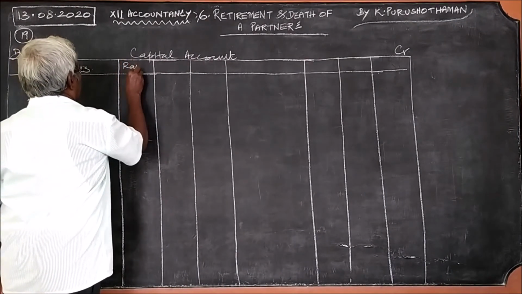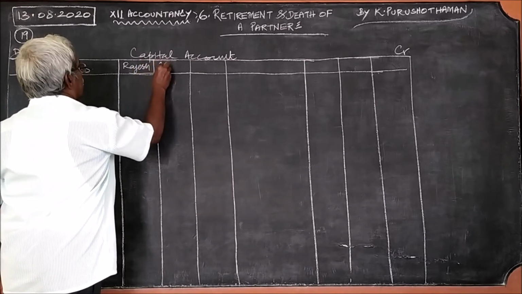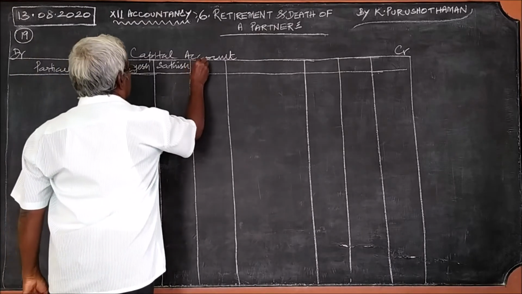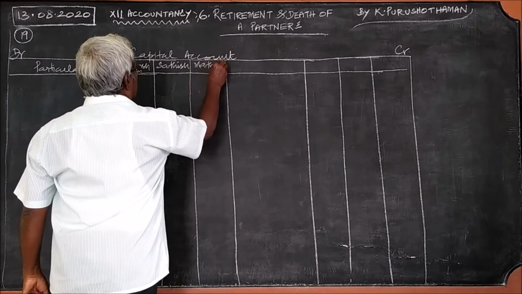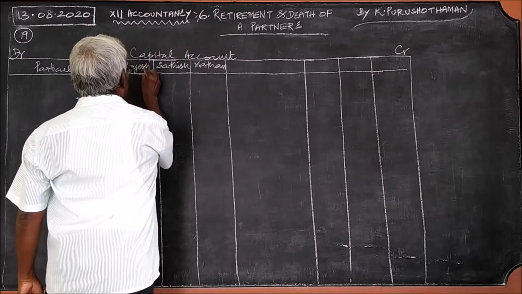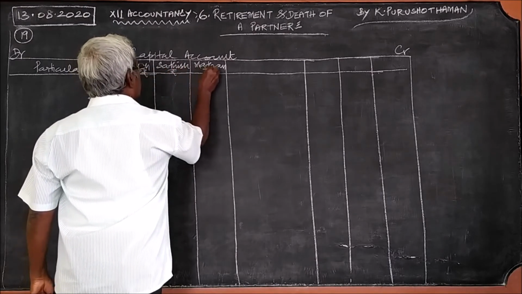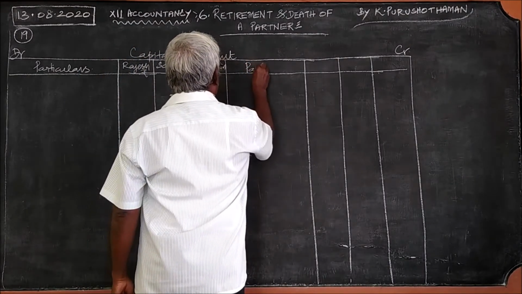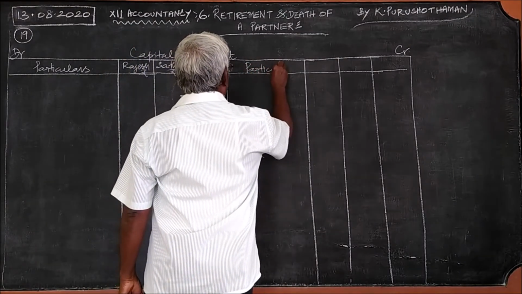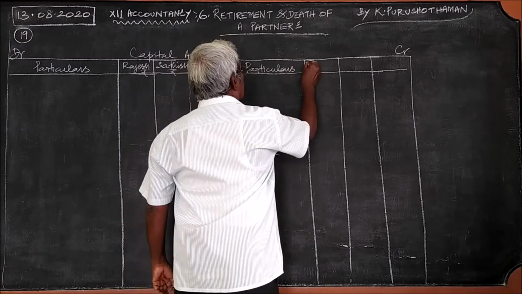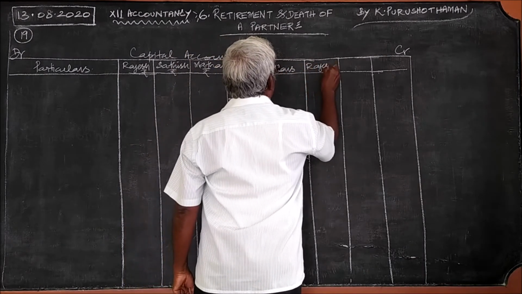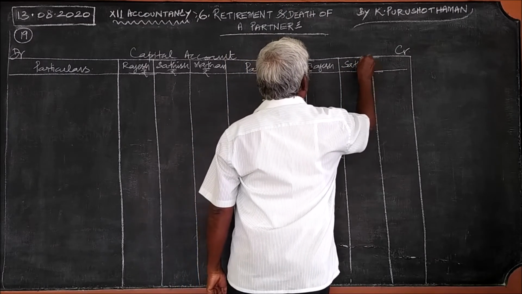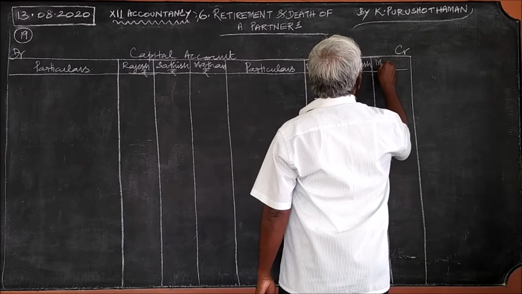Rajesh, Satish, Madan. The same thing on the other side, particulars: Rajesh, Satish, and the 3rd partner, Madan.